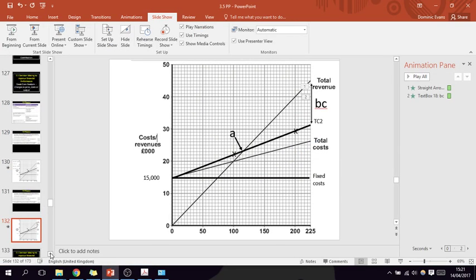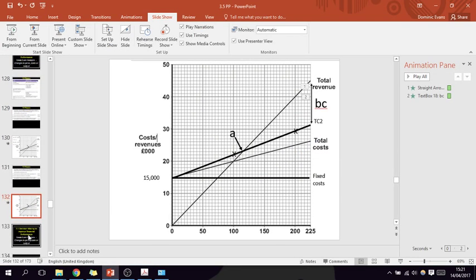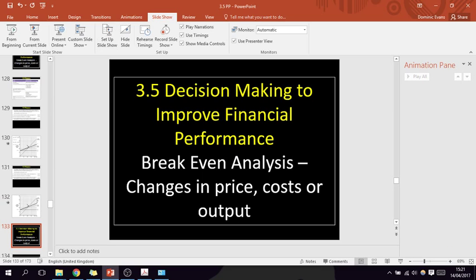So that's what questions on break-even output look like. They're really important to practice. It's quite a skill, but it is worth a number of marks if you can do that in the context of an examination.